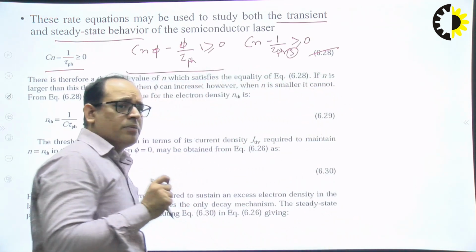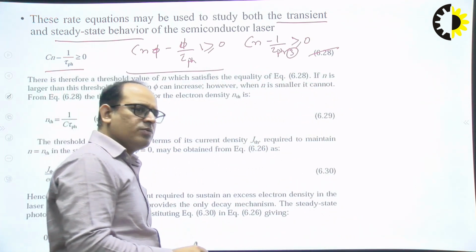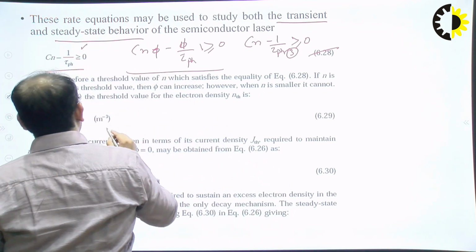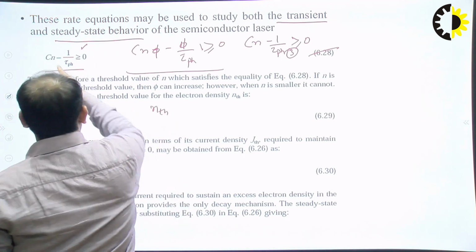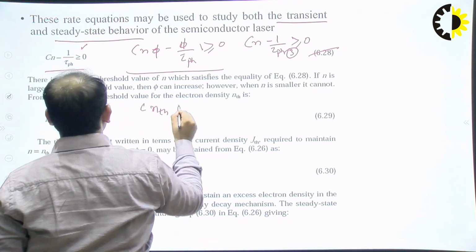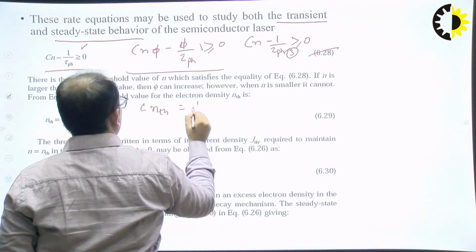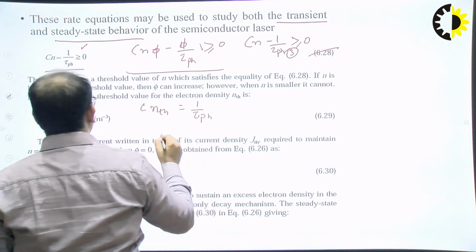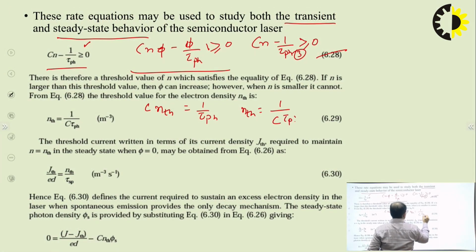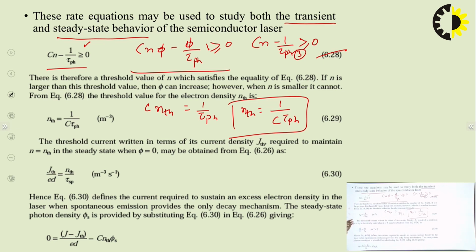Clear? So what is the minimum electron density required to have a stimulated emission? Therefore this n can be replaced by nth. From this equation you can see that C into nth should always be equal to 1 upon tau ph, and this nth gets equal to 1 upon C into tau ph. This is the minimum threshold condition of electron density required to have a stimulated emission, or the steady state behavior. Minimum condition.